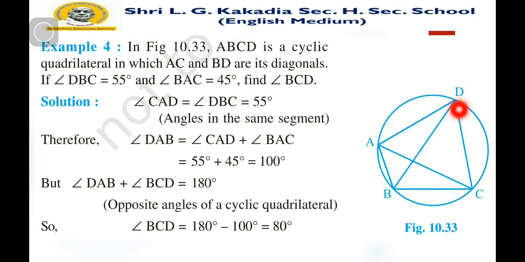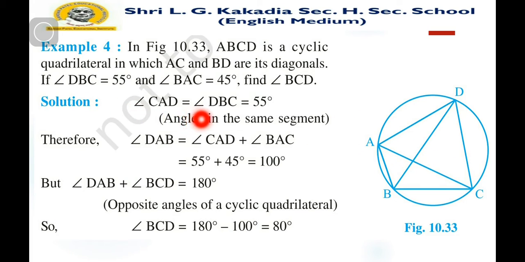BCD. So here BAC given is 45. We know that opposite angles of a cyclic quadrilateral are supplementary, meaning if we take the sum of both, it is equal to 180. So if we find the value of BAD or DAB, then we can subtract it from 180 degrees and find BCD. For that we have to find the value of CAD.